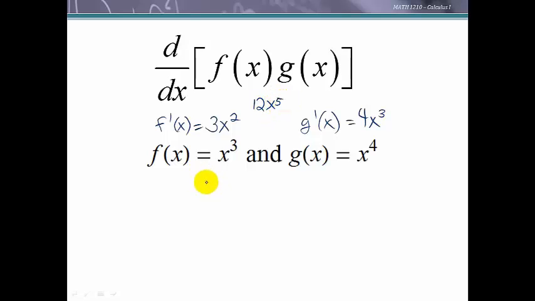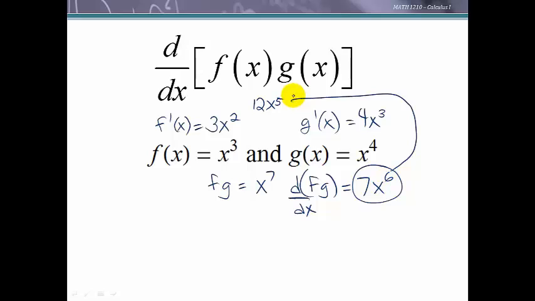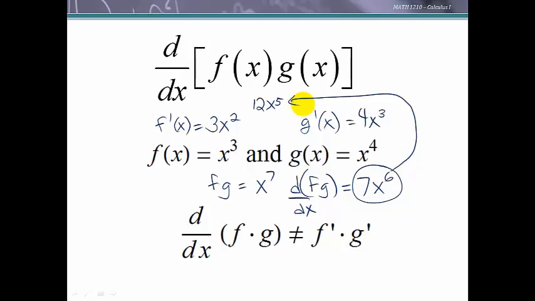However, if we took the two functions, f multiplied by g, we'd keep the base and add the exponents. And then if we took the derivative of these two functions, we would have power out in front, decrease the power by 1, and you can see this does not equal that. So the derivative of a product is not the product of the two derivatives.